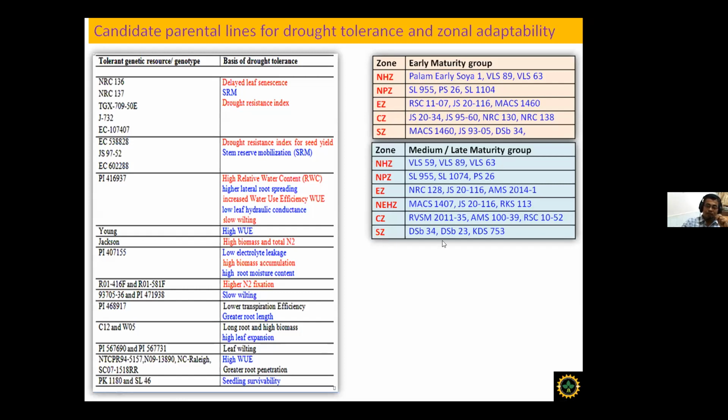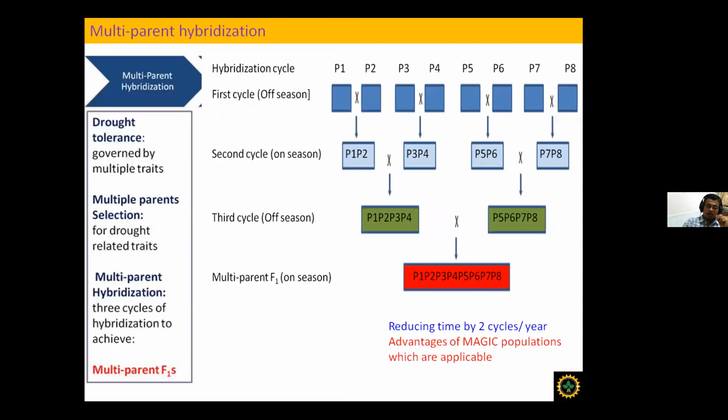So there is an early maturity group. This is in the Indian context, and you can see there are different zones like North Hill Zone, North Plain Zone, Eastern Zone, Northeastern Hill Zone, Central Zone, and South Zone. These are recently released varieties. There are again two groups, early maturity group and medium to late maturity group, and accordingly these genotypes are crossed to get the target achieved.